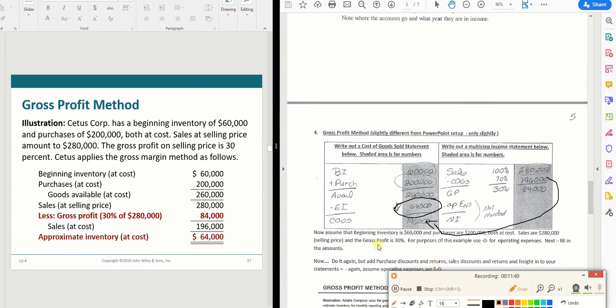Okay? So notice they basically do it the same way. Beginning inventory plus purchases equals goods available. They simply pull this sales and cost of goods sold over here and then say, okay, of my sales, 280, less my gross profit, 30% of 280,000, 84,000, this number, gives us sales at cost, 196 right there, and I get 64,000.